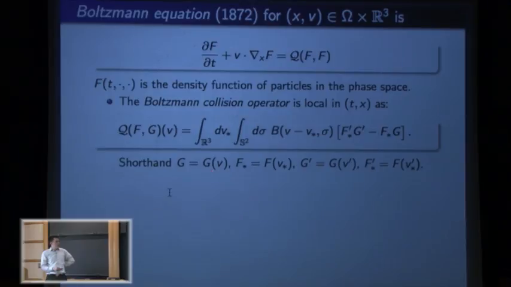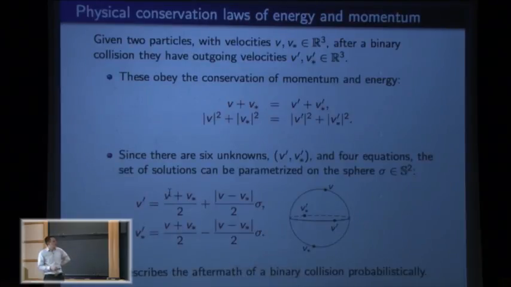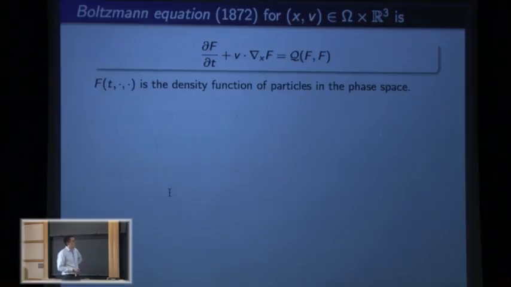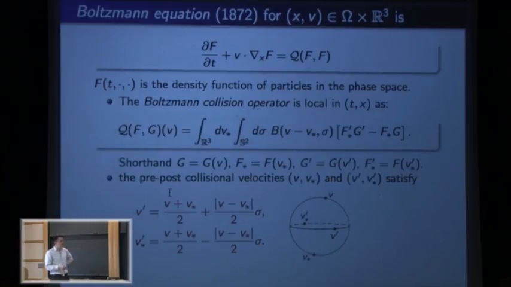Here g is a function of v, f is a function of v star, g prime is g of v prime, and f prime star is f of v prime star. So these are all functions of different variables in the velocity components. I just described them on the last slide. So you have v star, v prime, and v prime star. The v and v star are pre-collision, and the v prime and v prime star are the velocities post-collision. So you have this difference.